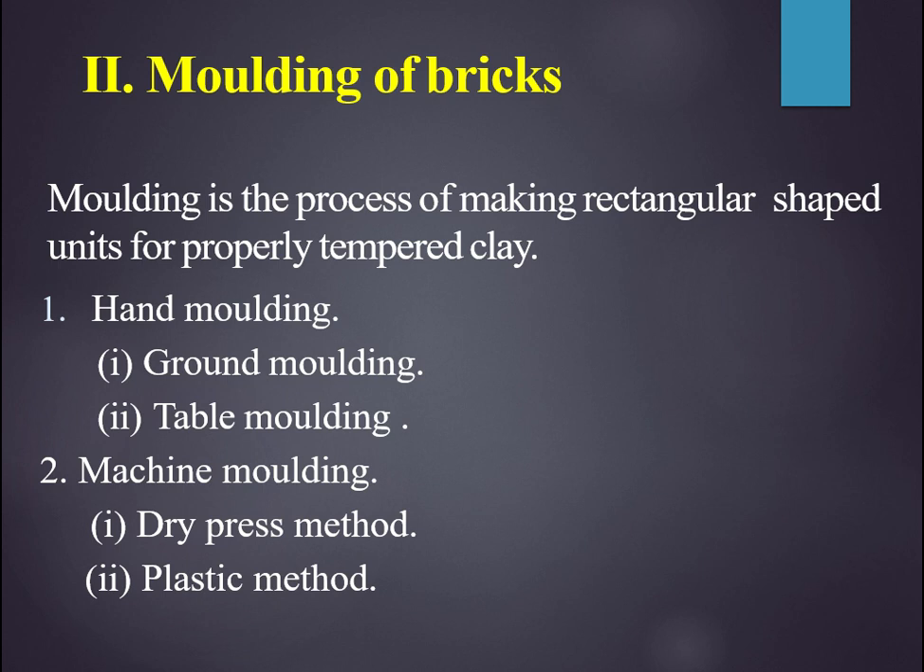The second one is machine molding, where the machine does the molding process. In this, again, we have two methods: a dry press method and a plastic method. Now, let's get into them in detail.